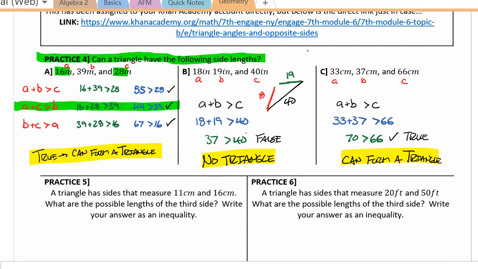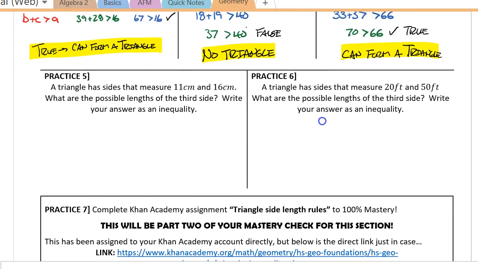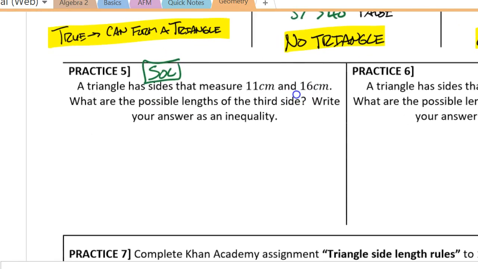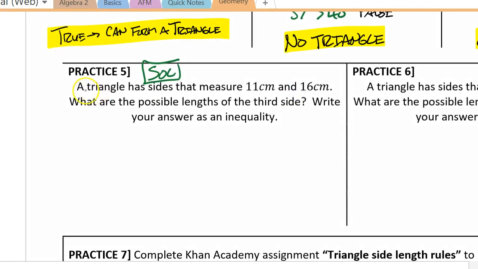Okay. This is another SOL style of question. The last two practices here are the other type of big SOL question that shows up on this topic, and that involves us finding a range of a possible third side. Okay, so in practice 5, a triangle has sides that measure 11 centimeters and 16 centimeters. What are the possible lengths of the third side? Write your answer as an inequality. This is where we're looking for a range of values.